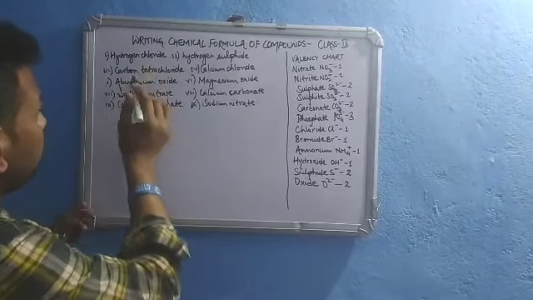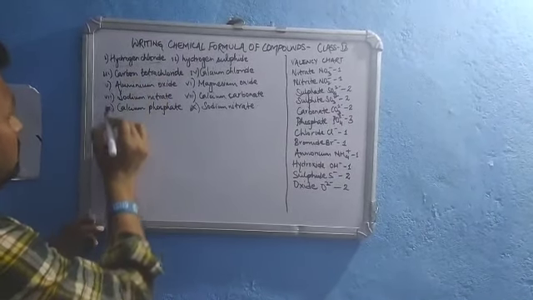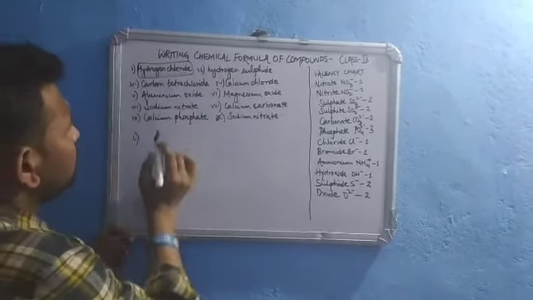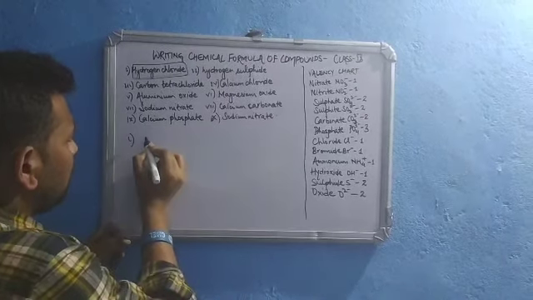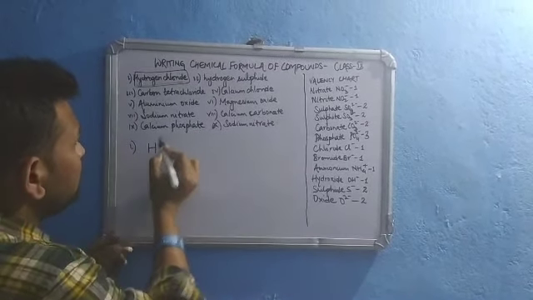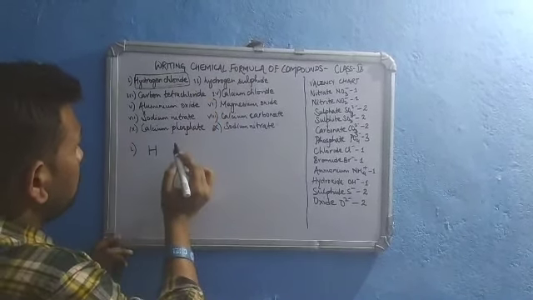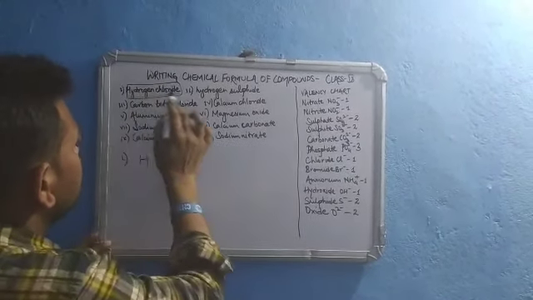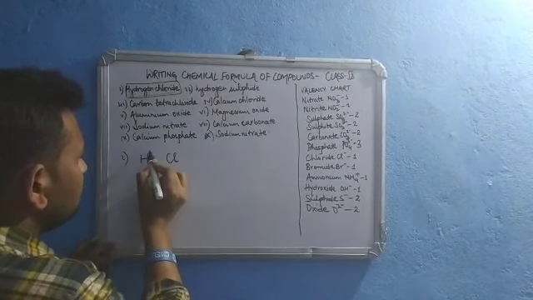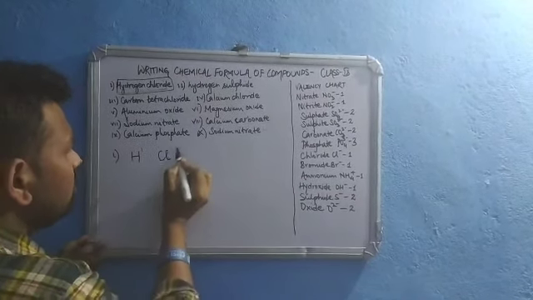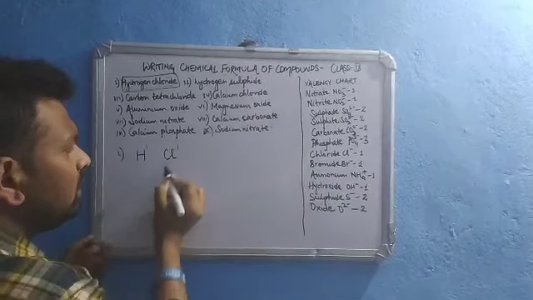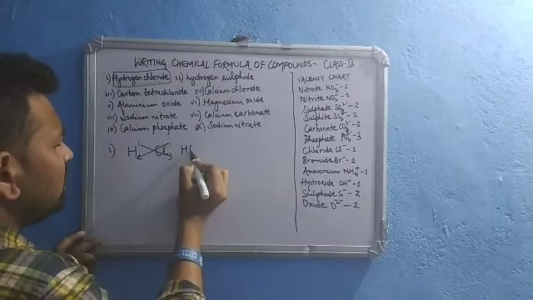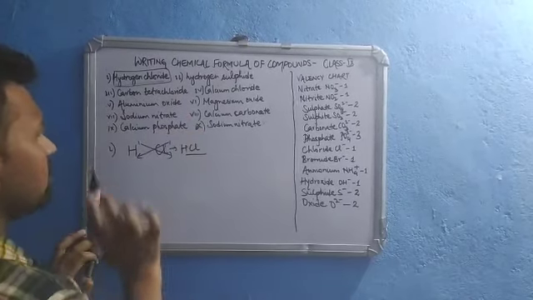For example, hydrogen chloride. First question, hydrogen chloride. Hydrogen, what is the symbol? H. Chlorine, what is the symbol? Cl. Now what is the valency of hydrogen? 1, isn't it? What is the valency of chlorine? 1. So we'll crisscross this, and we get HCl. So HCl is hydrogen chloride.